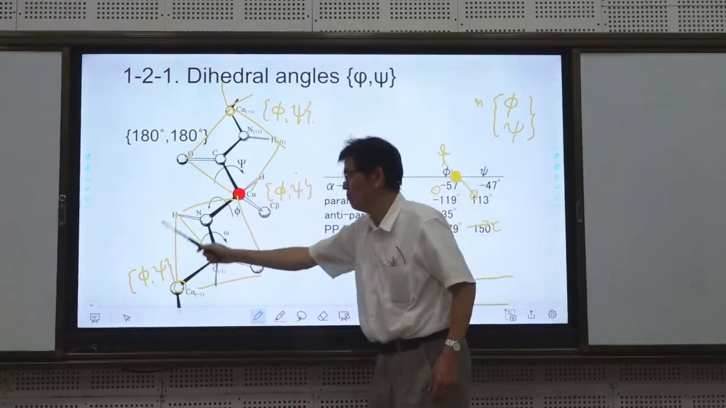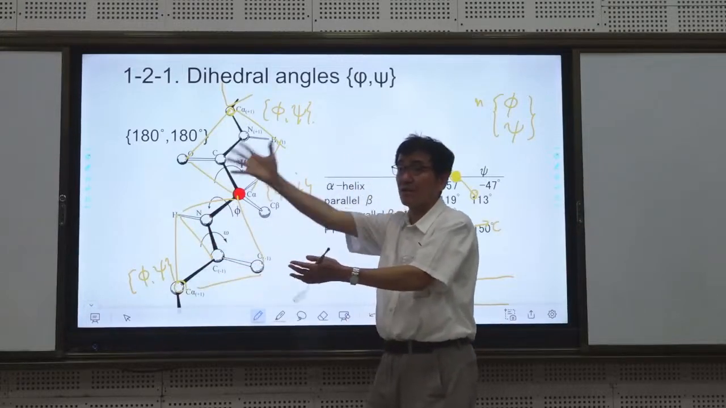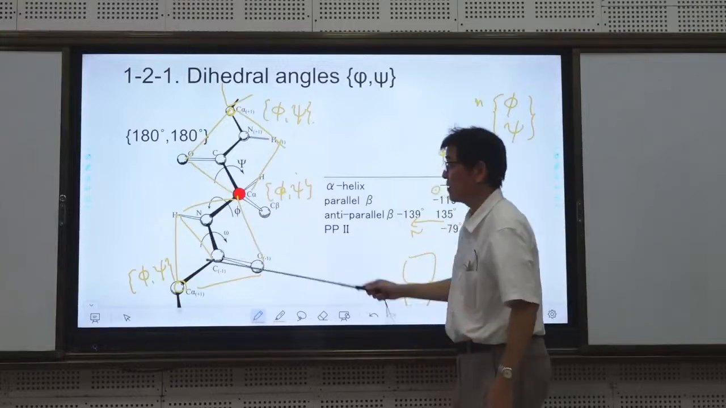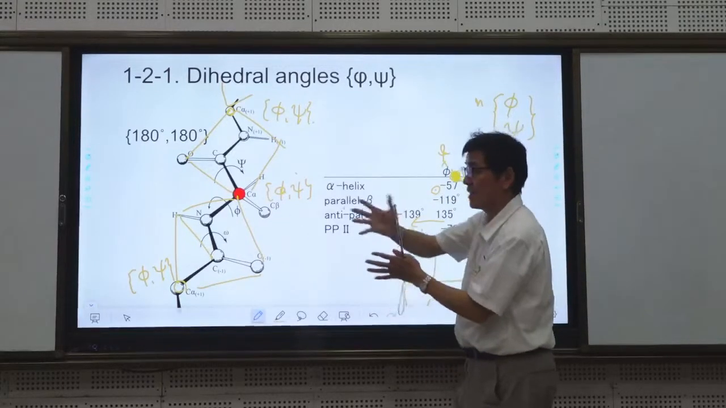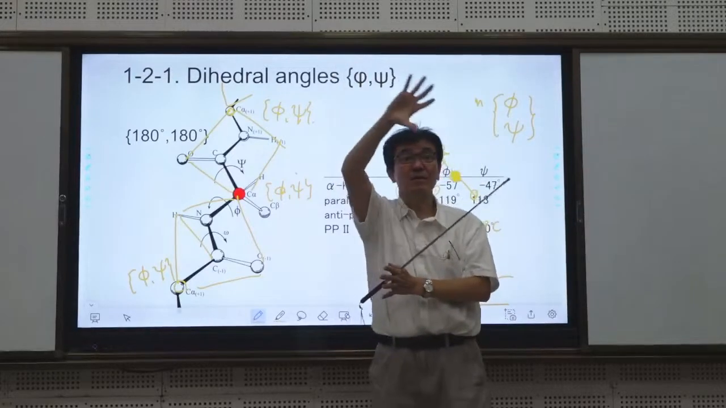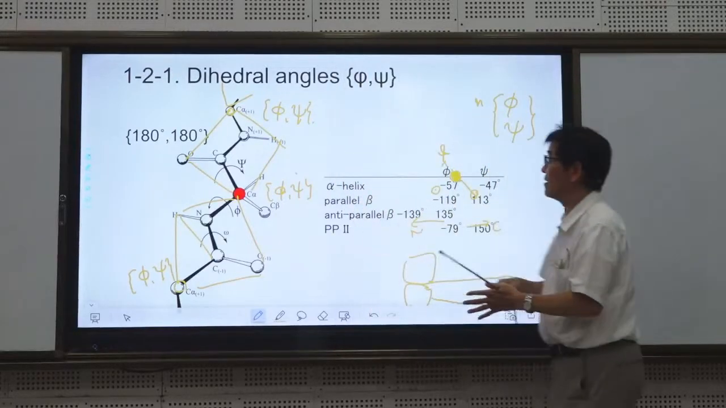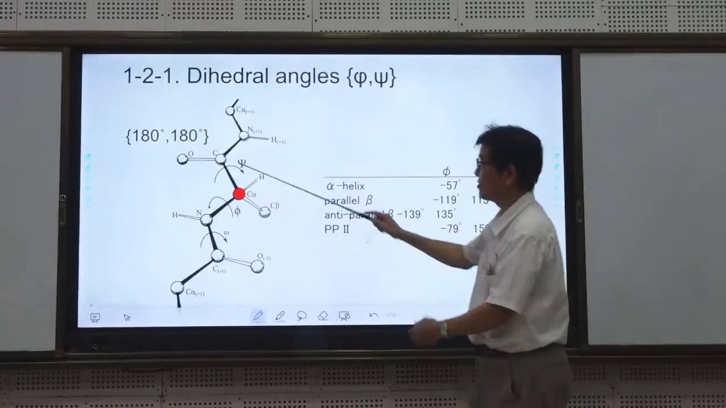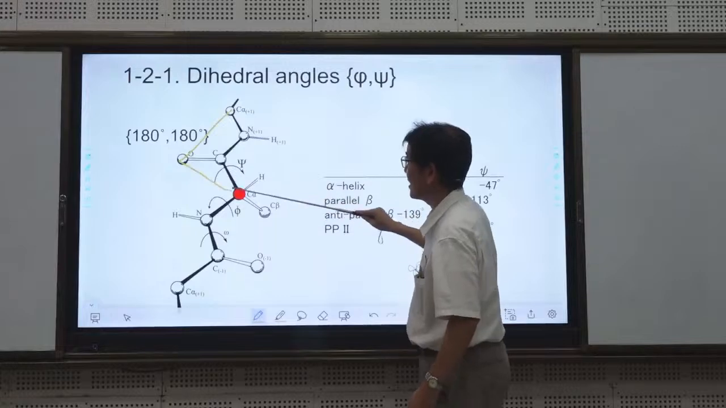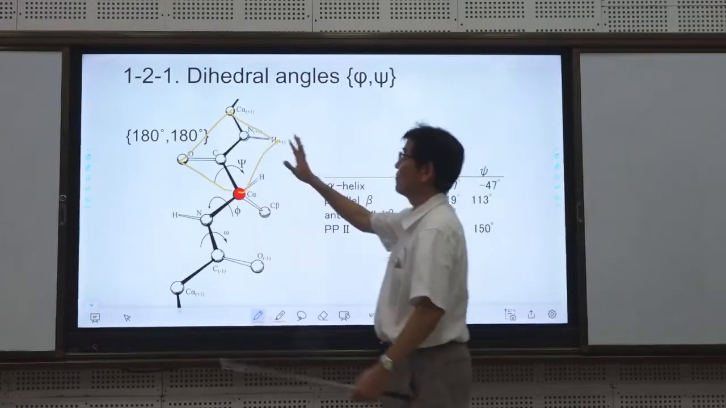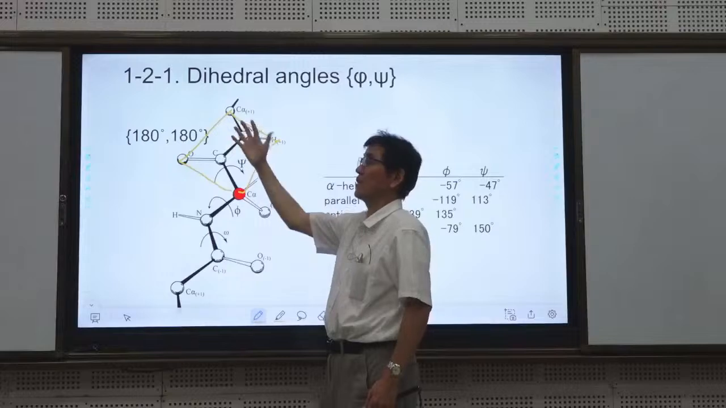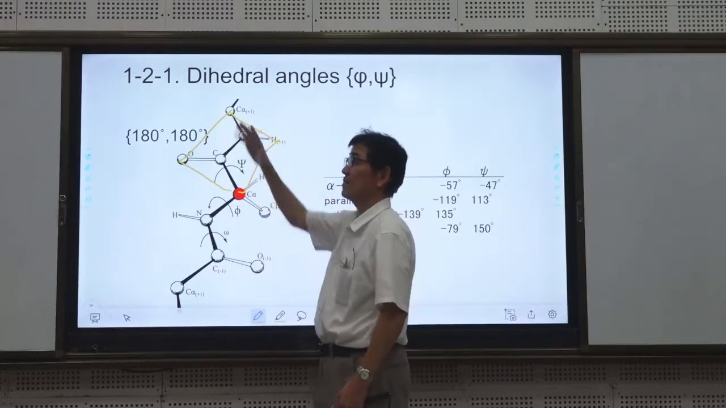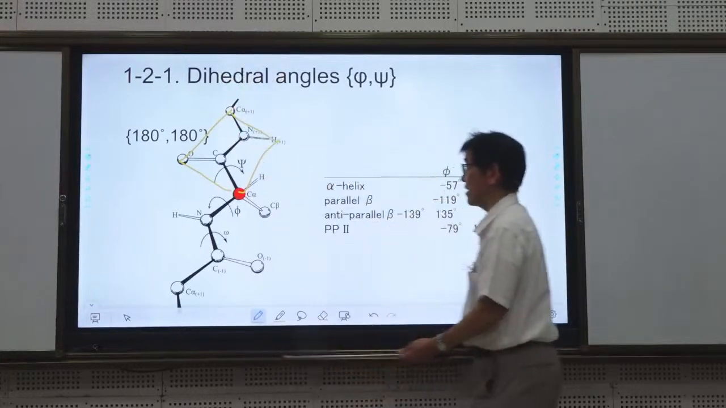So by specifying the dihedral angle, we can uniquely describe what is the extending direction of the peptide main chain. Okay. It's convenient. This is possible because we are sure this is a plane. So only specifying the rotation angle, we can exactly describe what is the extending direction of the peptide main chain.